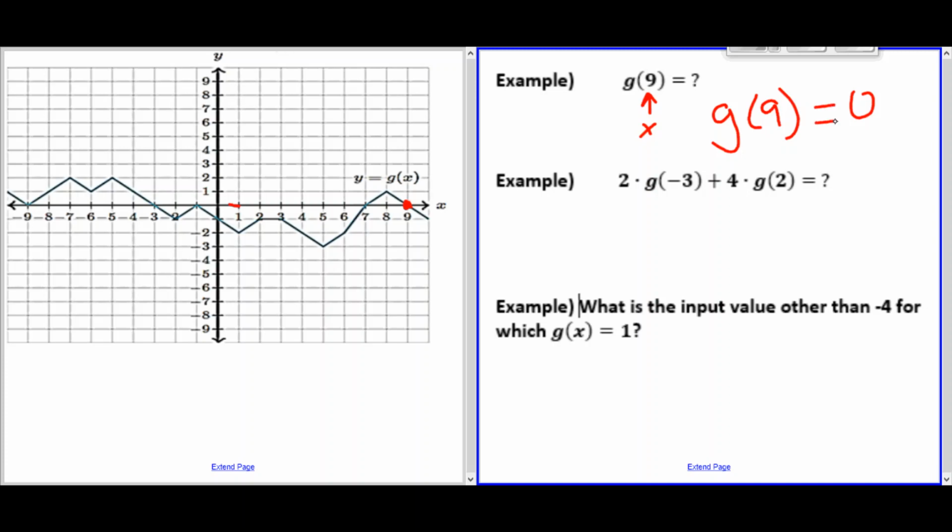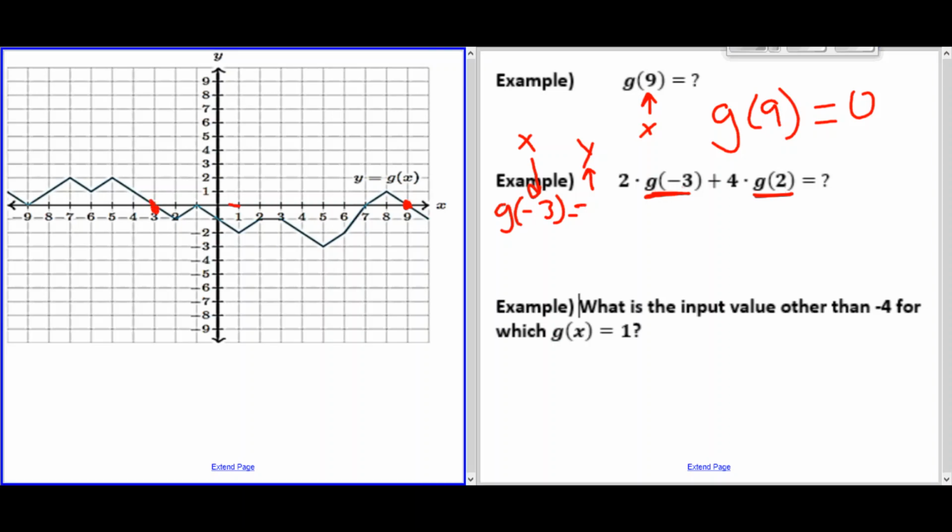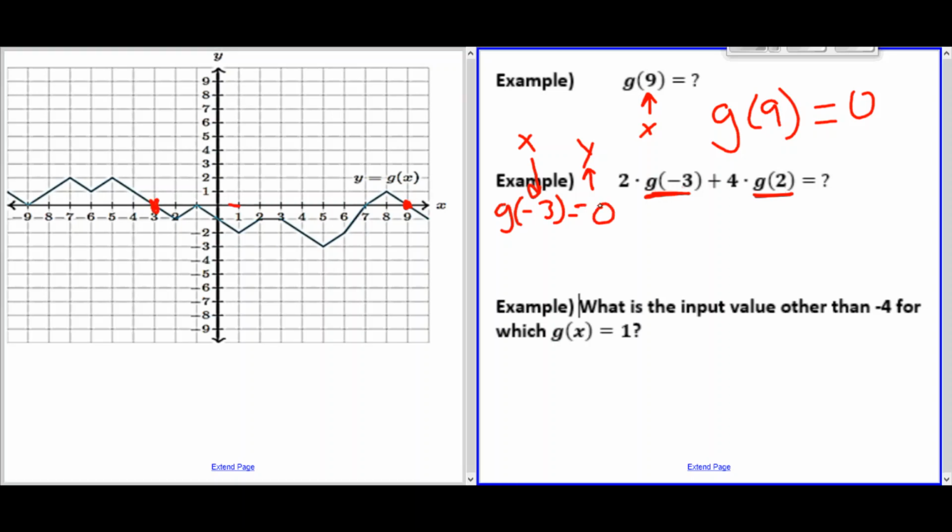And then example 2, again, 2 times g of -3 plus 4 times g of 2. So I'm going to find each of those values. So g of -3, again, this is my x. They want a y value. So when x is -3, my y is 0 because I didn't move up or down.